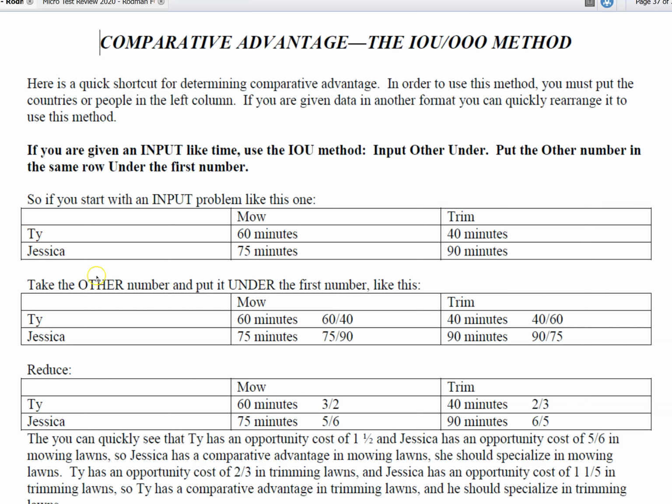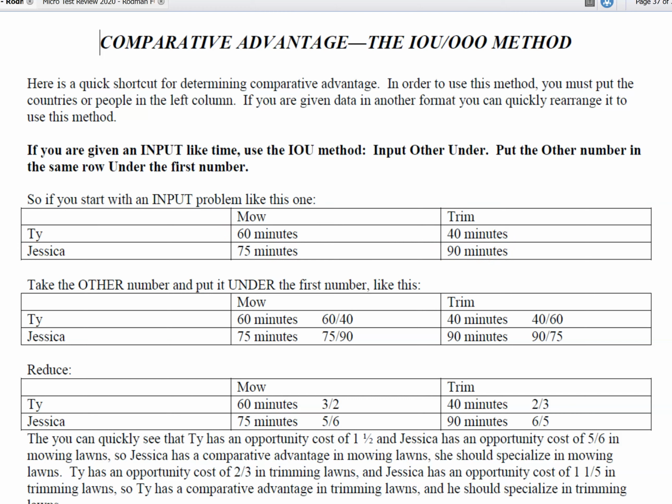So what we see here is Ty and Jessica are mowing versus trimming. It's going to take Ty 60 minutes to mow versus Jessica 75 minutes. But it's going to take Ty 40 minutes to trim, and it's going to take Jessica 90 minutes to trim. So it's taking Jessica longer to do both. Ty has the absolute advantage in both of these exercises.